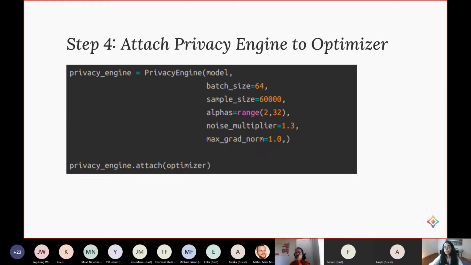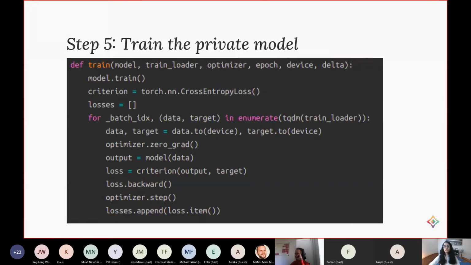So yeah, this is the key step. We create a privacy engine and we attach this to the optimizer. And the next part is creating a training function. Here you can see that apart from the standard input parameters, you also take in something known as delta. And that delta is just like epsilon. It's another privacy budget, which I'm not going to go into right now, but it's a lot like epsilon. So you can keep that in mind.